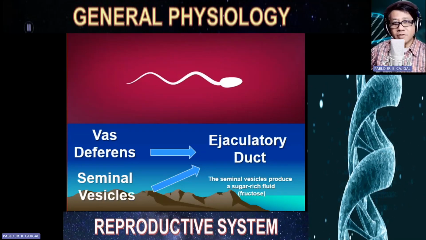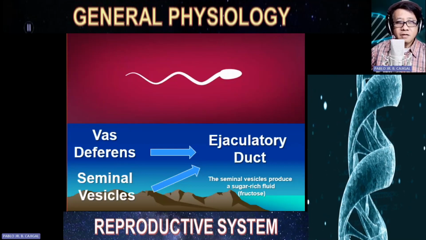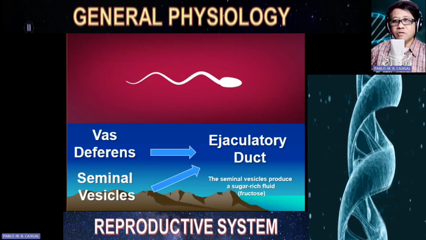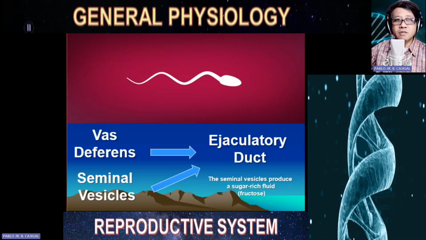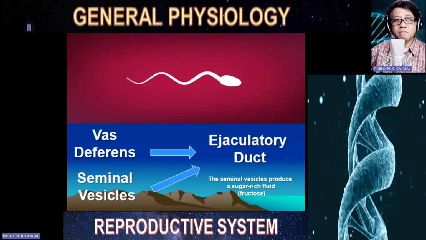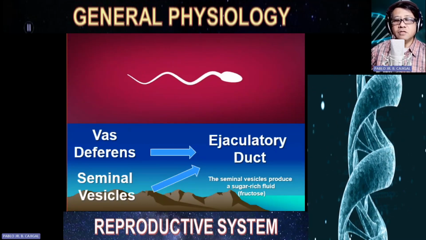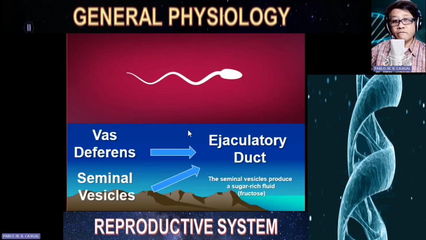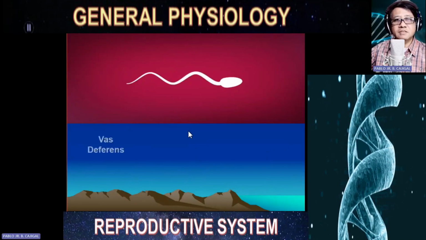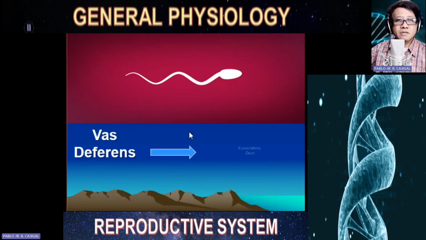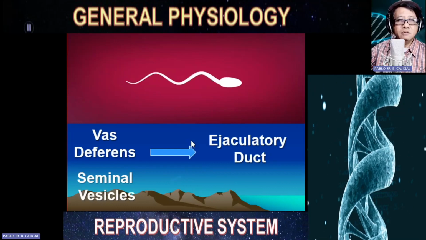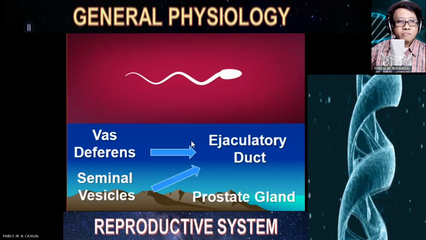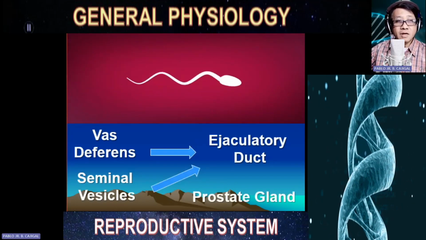So, itong seminal vesicles na ito, they produce this sugar-rich fluid para ma-nourish naman yung mga sperm cells para may baon sila on their journey to the egg cell of the female. Ayan, no? So, yan yung function ng mga seminal vesicles. Alright? Okay, then also, we have the function of the prostate gland.